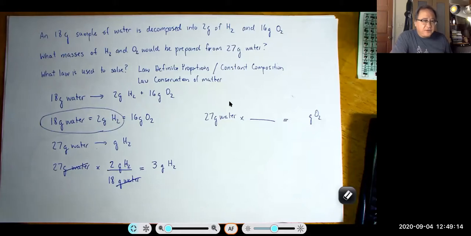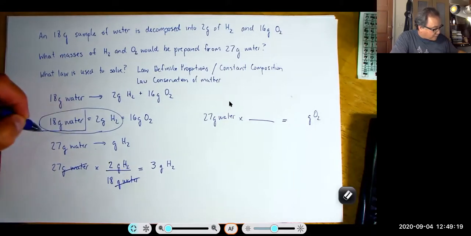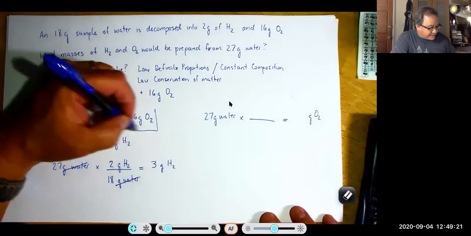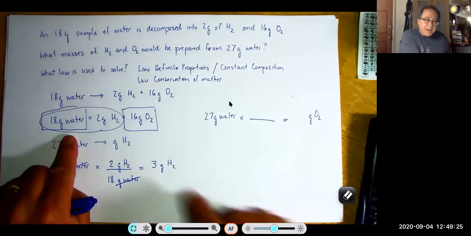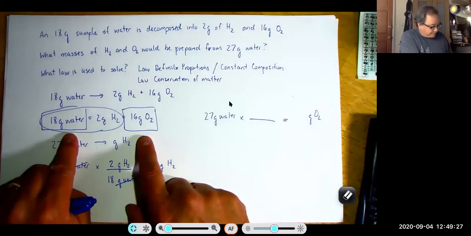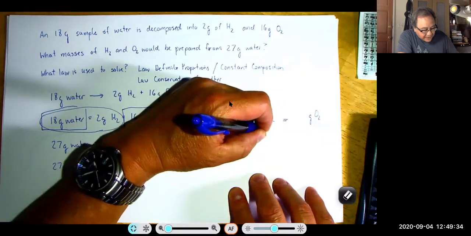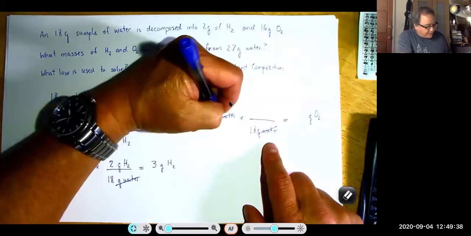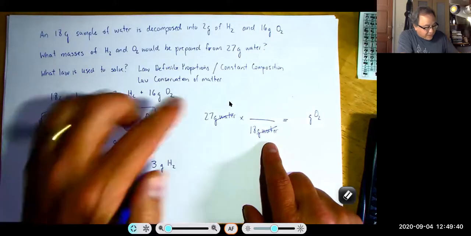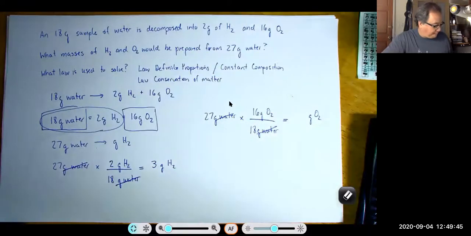Okay, so if we take a look here, we want to use the 18 grams of water and the 16 grams of oxygen. Which of these two am I going to put in the numerator and which in the denominator? Well, I'm going to put the 18 grams of water in the denominator so that the unit and the label cancel. And I'm going to put the 16 grams of oxygen in the numerator.